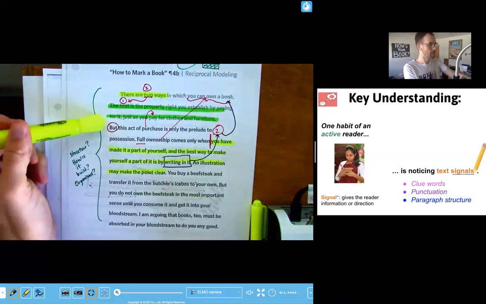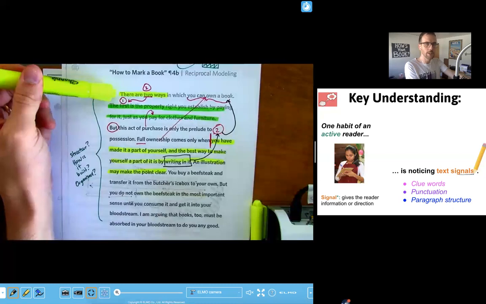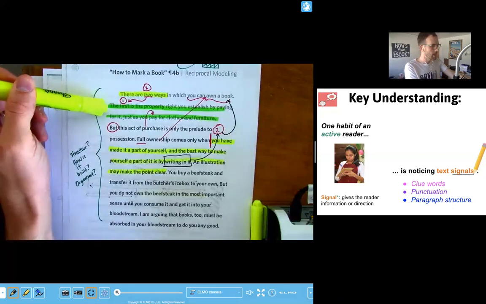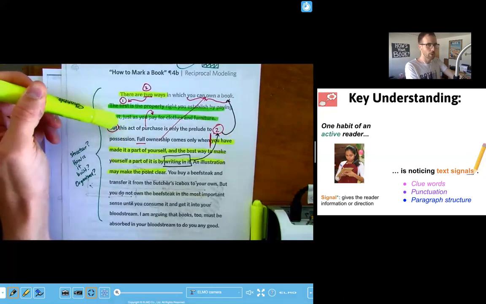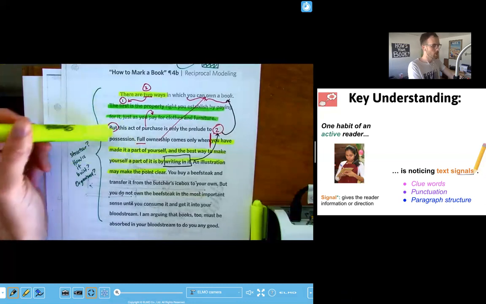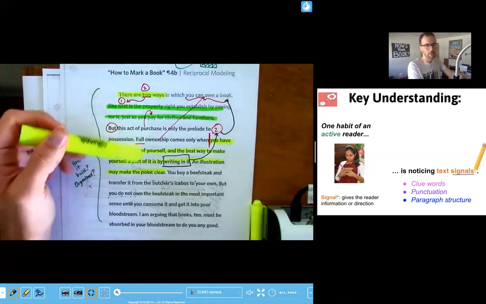Look as we zoom out at this paragraph, how it very clearly has a structure inside of it. First, it starts by establishing that there are two ways you can own a book. Then it describes the first way. And then it draws a contrast by saying the word but, and then it describes the second way. And the word but shows you that these two are very different ways to own a book.